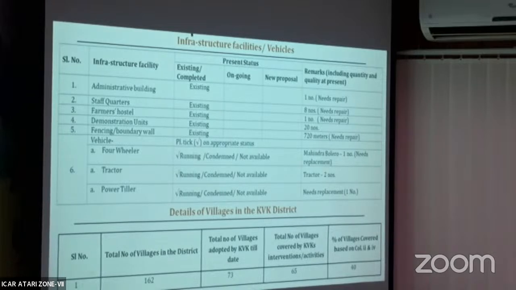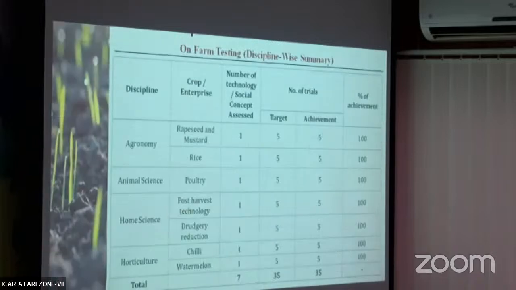Everything is making sound except the horn. It's like that. And then we have two tractors in good condition. The power tiller needs replacement. And then we have covered 40% of our entire Lunglei district. And we have 4 disciplines under which we have 7 technologies under OFT: agronomy, animal science, home science, and horticulture.